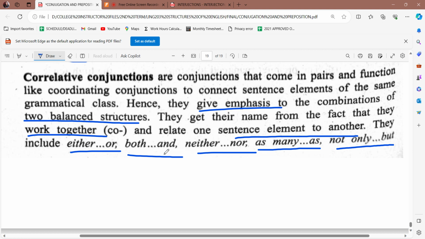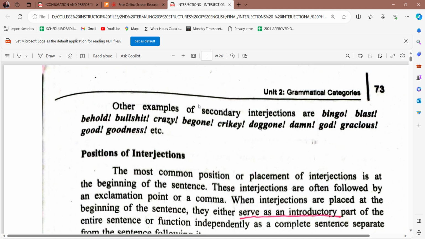Because they come in pairs, dapat dili gid sila magbuwag sa sentence. Or it's not necessary nga dili sila magbuwag, pero dapat makita nimo sila duha sa sentence. For example: either or, both and, neither nor, as many as, not only but. Okay? Now let us proceed with interjections.